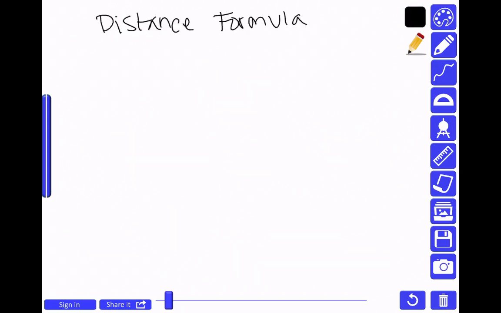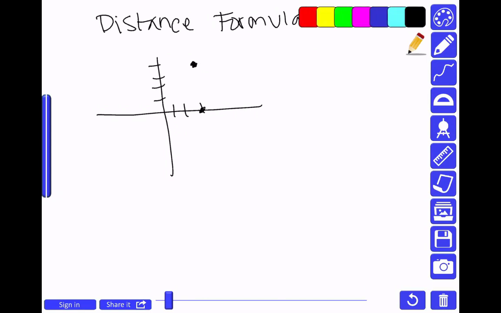Lastly, we're going to look at the distance formula. Now, on a graph, if I have a point here and I have a point here, all I have to do to find the distance between those 2 points is to count 1, 2, 3, 4. So I know that the distance here is 4. Why? Because it's vertical, and I can literally count the spaces.